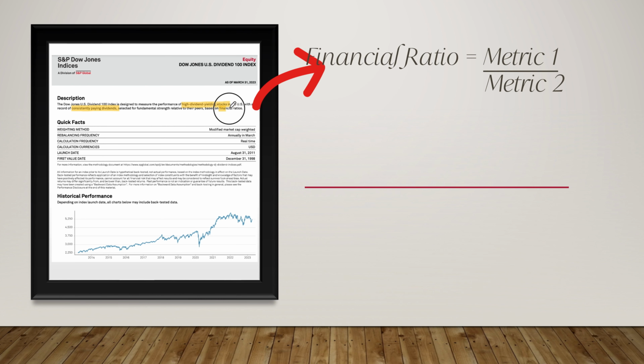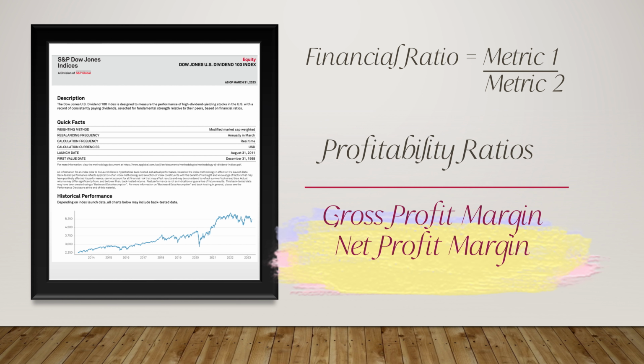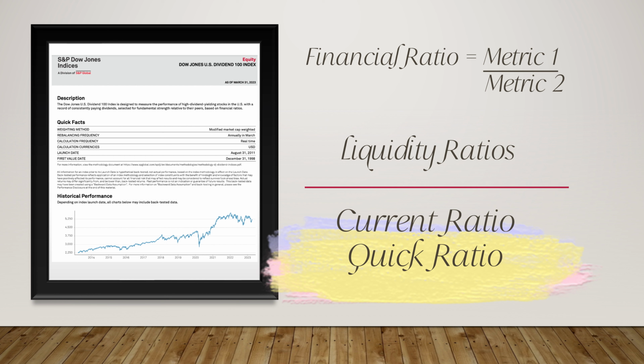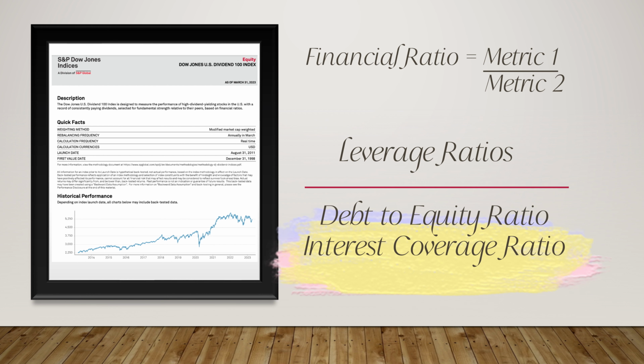In case you don't know, financial ratios are quantitative measurements used to evaluate a company's financial performance and health. They are calculated by dividing one financial metric by another to provide insights into different aspects of a company's financial situation. Some common financial ratios include profitability ratios, such as gross profit margin and net profit margin, liquidity ratios, such as current ratio and quick ratio, and leverage ratios, such as debt to equity ratio and interest coverage ratio.